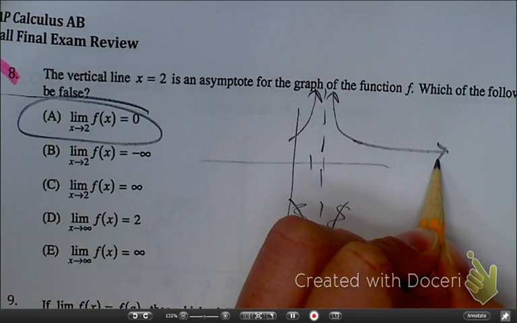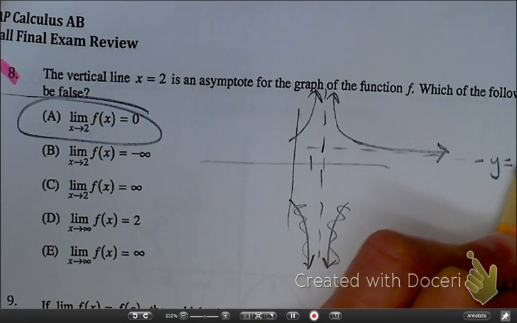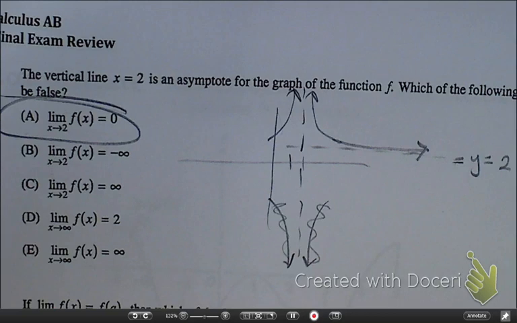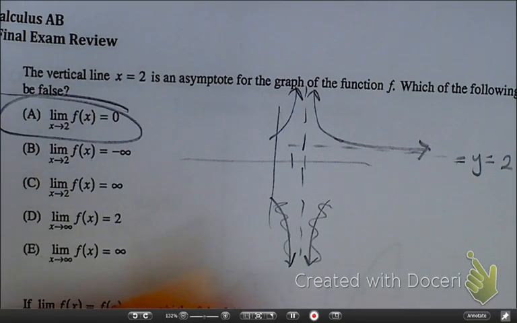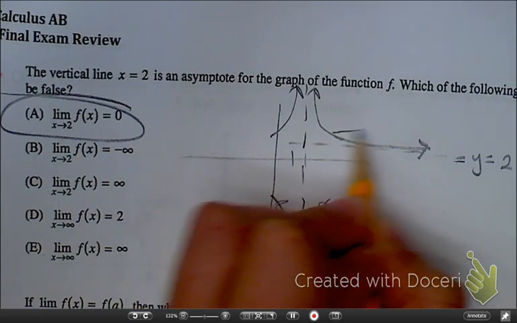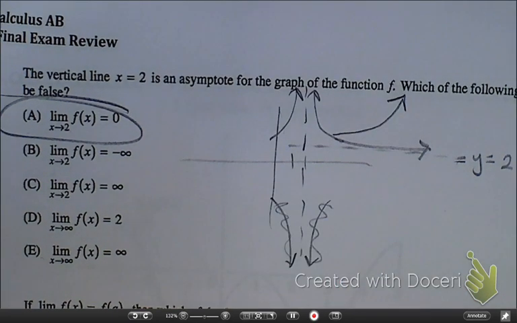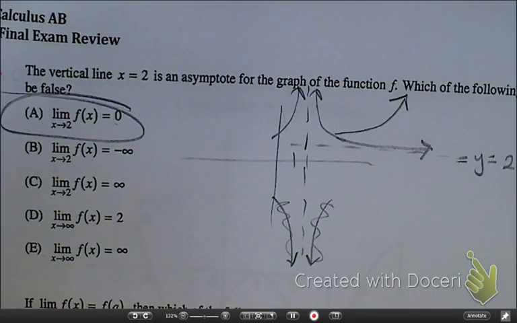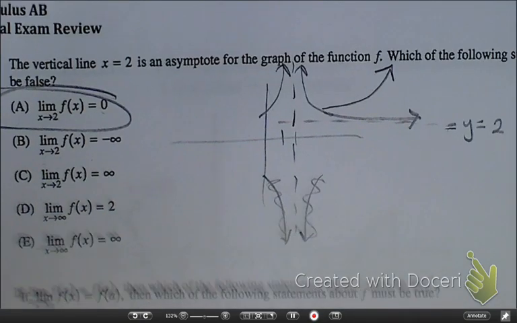Maybe as I go towards infinity, I have a horizontal asymptote at y equals 2. That's a possibility. I could totally have a horizontal asymptote at y equals 2. And last but not least, the limit as x approaches infinity equals infinity. That just means the graph could be unbounded, so it could go up forever as it approaches infinity. All of those are definite possibilities. The only one that could not be true is that our limit at 2 could not be 0. There's no way it could be 0 because of that asymptote.